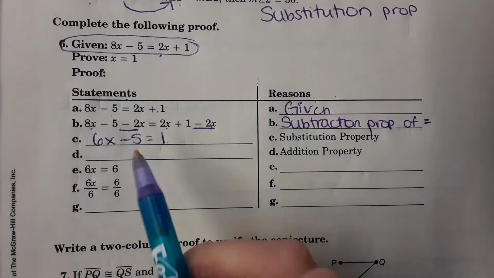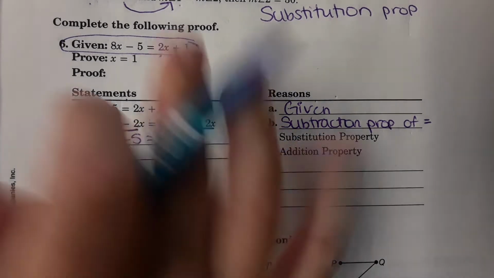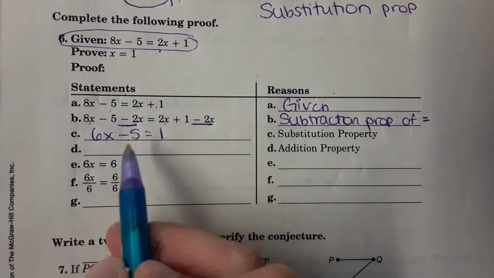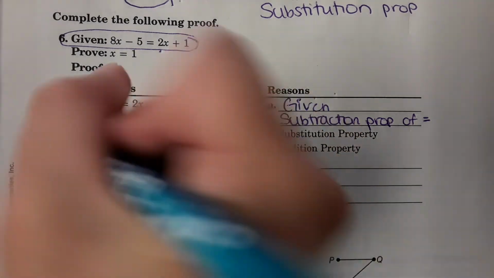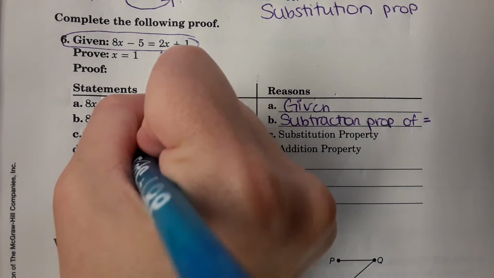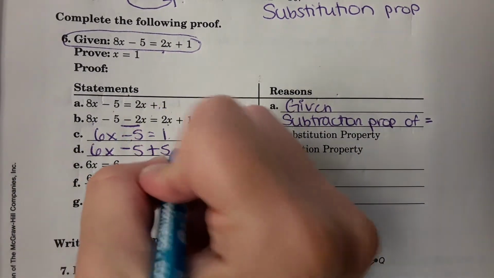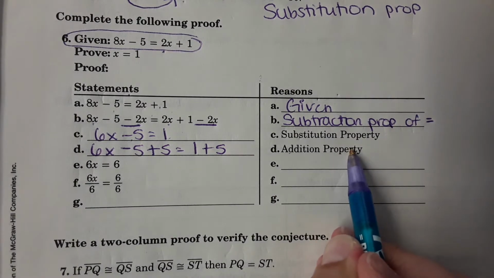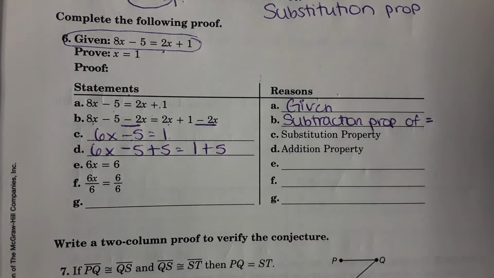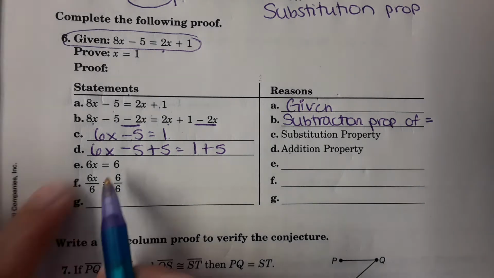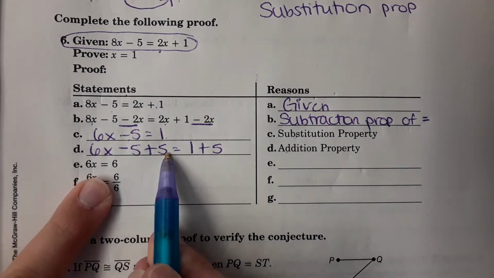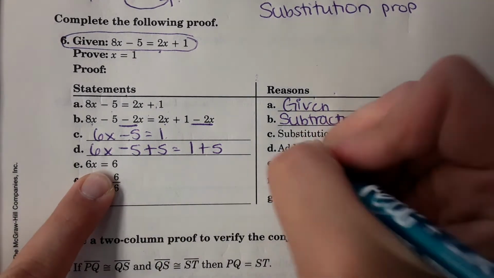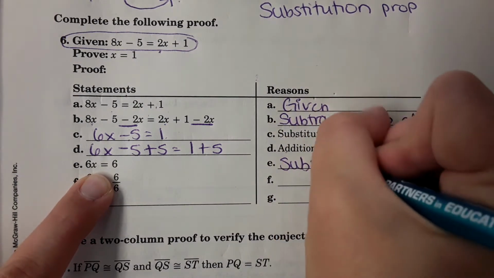The next step I would take to solve this, if it wasn't in this crazy format, would be I would add 5 to both sides. So that's what we're going to show here. So I take that, and I'm going to add 5, and then 1 plus 5 over here. And they already put that is addition property. Then here they just combined like terms and kind of simplified it a little bit. So we're going to call that substitution.